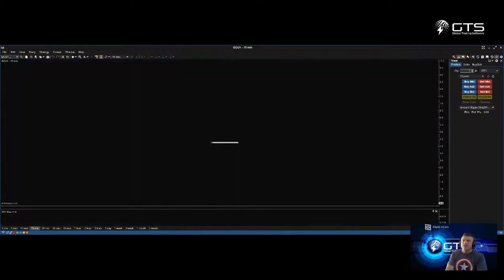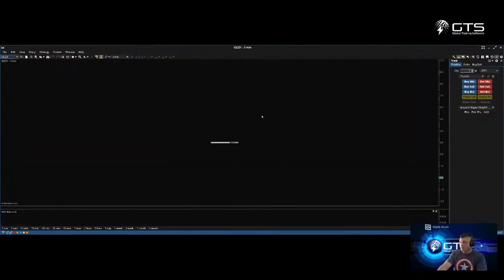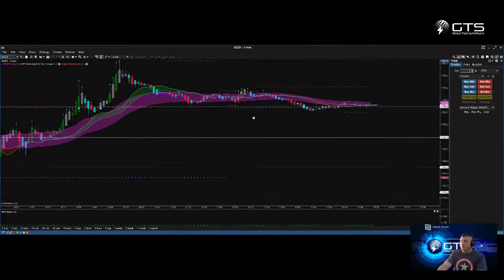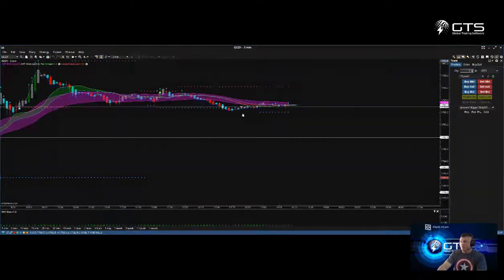The gold pit is GCZ1. The gold pit is closed, and with it, the volume. Here's a perfect example of when not to trade. If it's hanging out inside this cloud right there, just don't even bother. See here, gold, silver, SIU1.